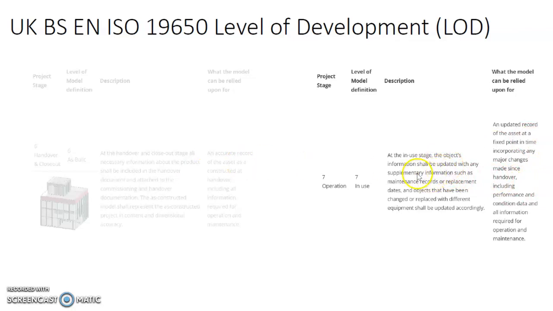Or with supplementary information such as a maintenance record, replacement dates, objects that have been changed or replaced with a different equipment to be updated into the model accordingly. So in a sense, that model is a continuous life model. So an updated record of the asset at a fixed point in time, incorporating any major changes made since the handover, including performance, condition data, and all the information required for operation and maintenance. So in a way, that is the difference between the US system and this UK system.